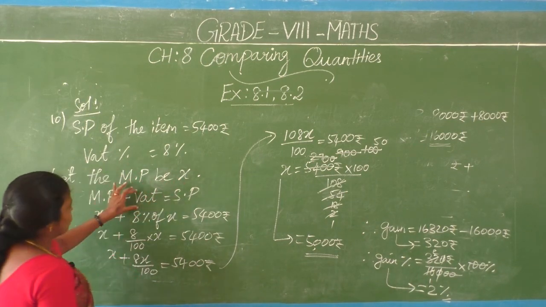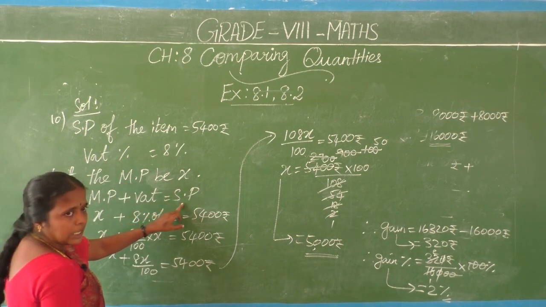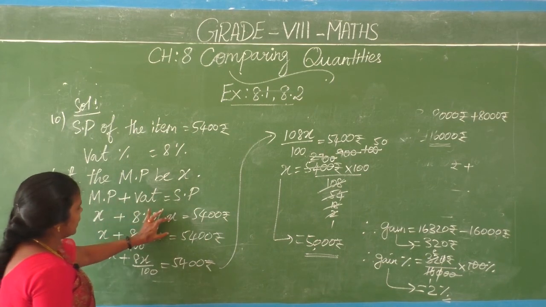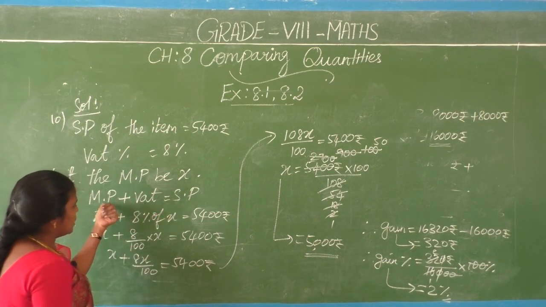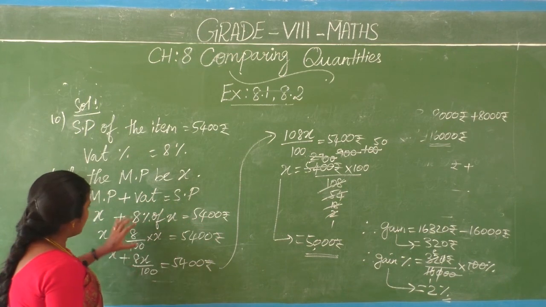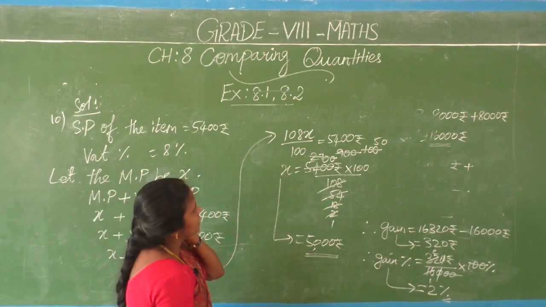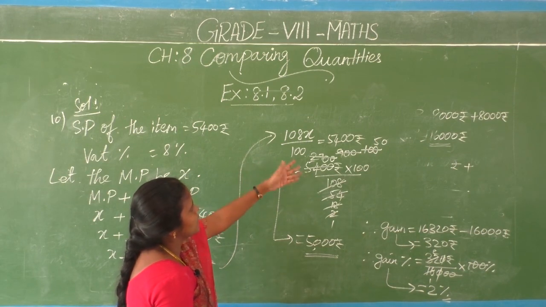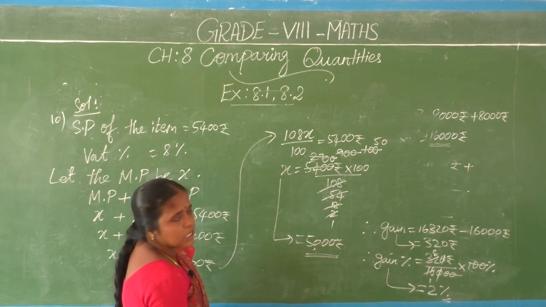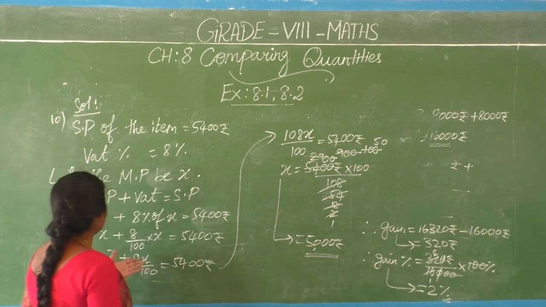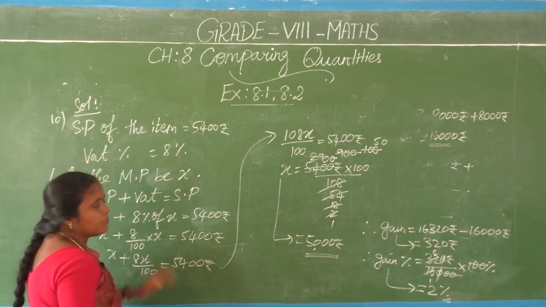Marked price plus VAT amount is equal to sales price. So we consider this as X. X plus 8% of that marked price equals this. If you simplify, 108X by 100 equals 5400 comes. So X is found by shifting to the opposite side reciprocally. Finally you get the X value 5000, which is nothing but the list price of the hair dryer.